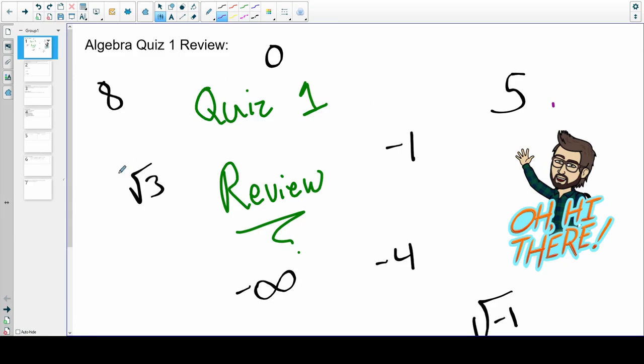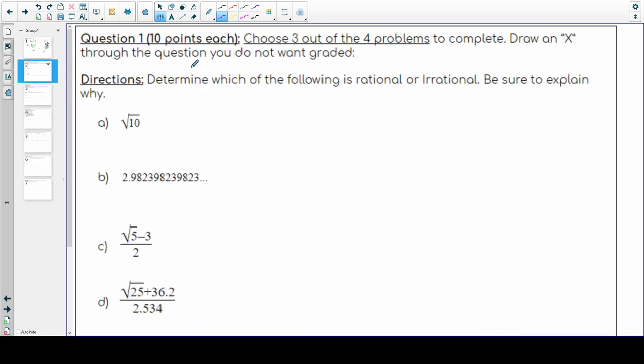We're going to go over quiz number 1. Please use the timestamps below so that you don't have to hear my voice for every single question, and you can just look at the questions that you need extra help in. So let's get to it. This first question said choose 3 out of the 4 problems. You did not have to do all 4, but I'm going to go through all 4.